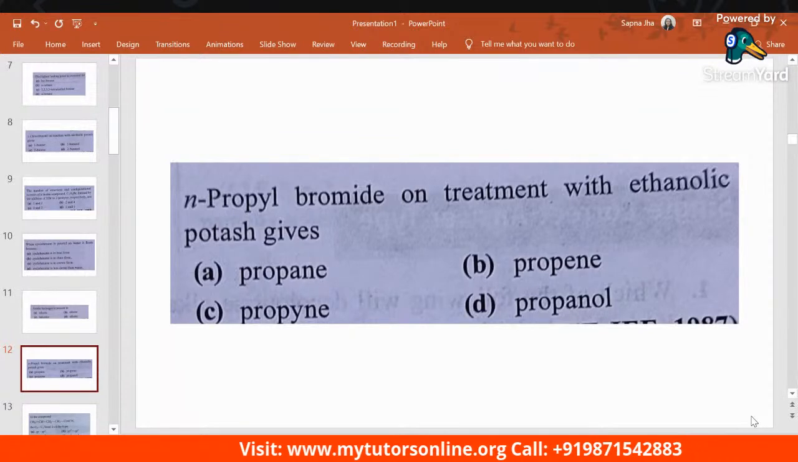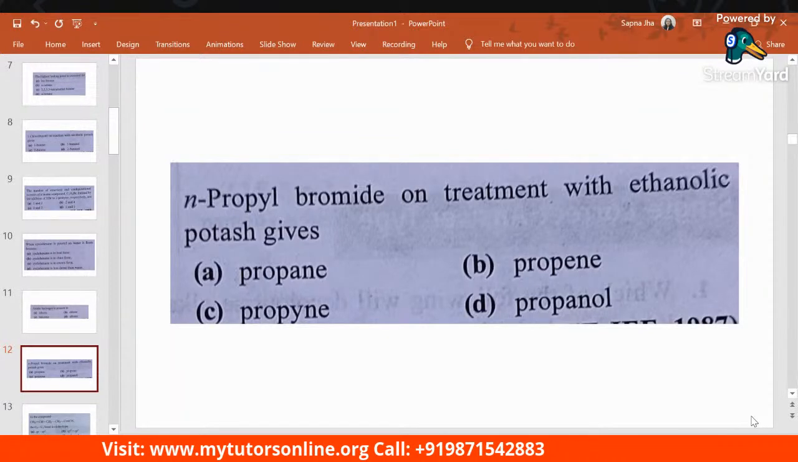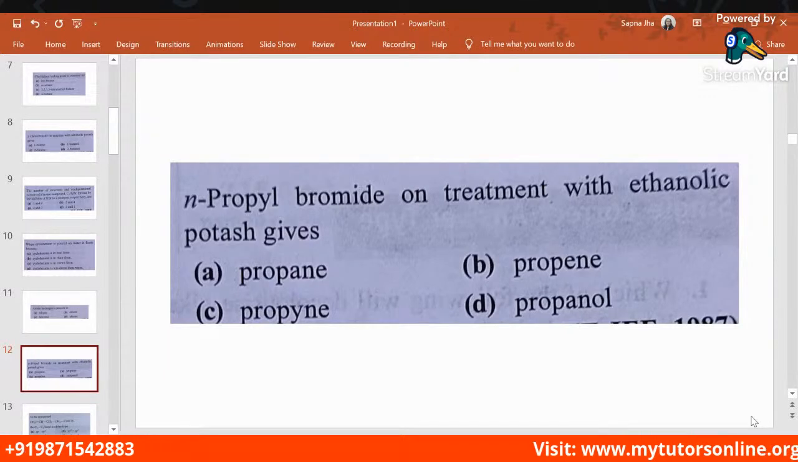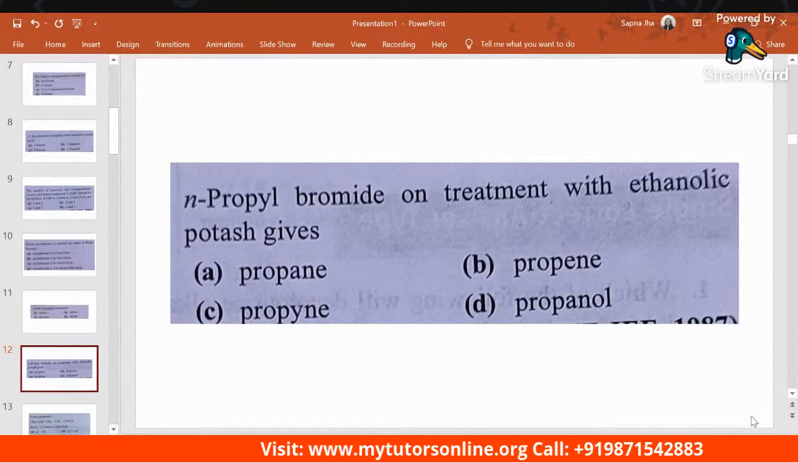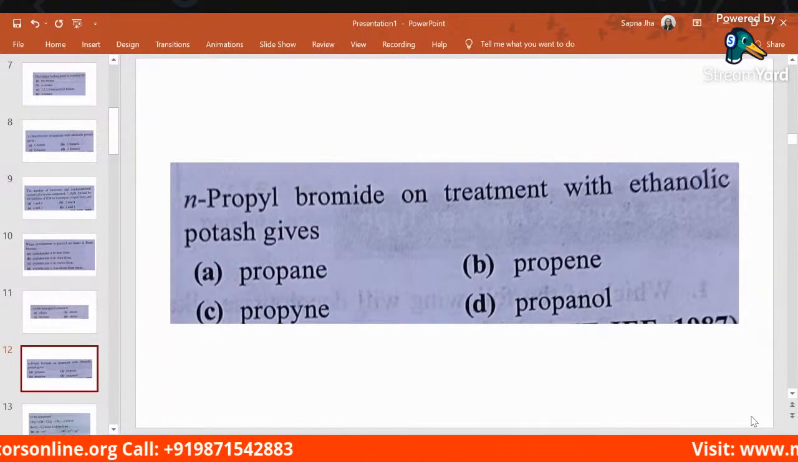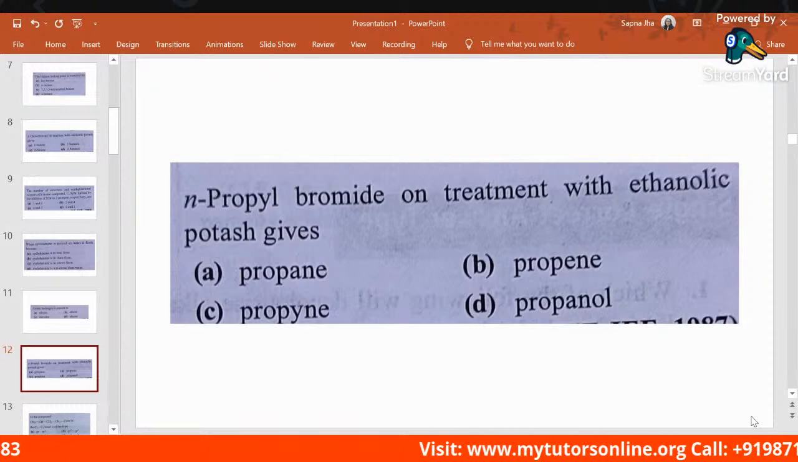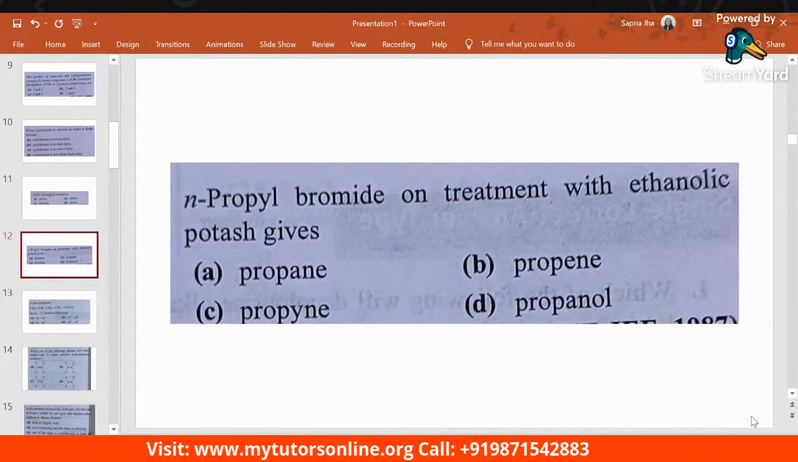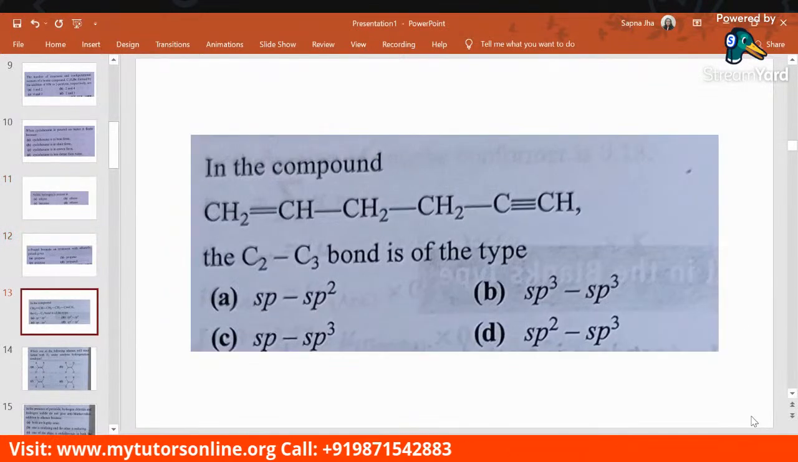This is a haloalkane. Treatment with ethanolic KOH, it gives something. Will it give alkane or will it give alkene? Yes, Arihant, you have done it very, very correct. And the answer is propene. Very good. So the next question is this one.